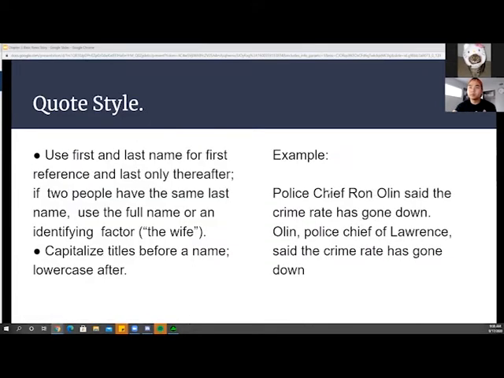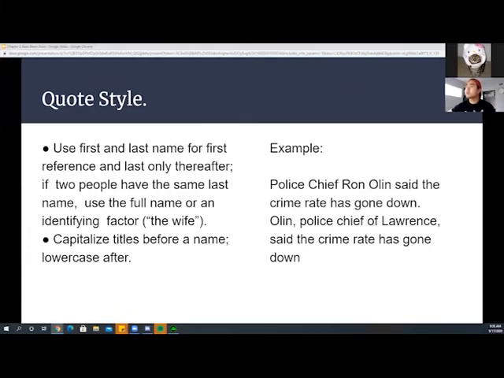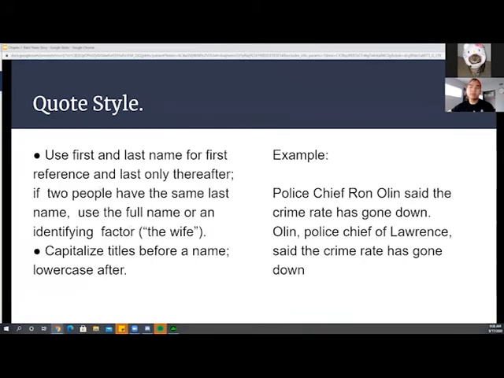Okay. The first time you mention someone, you should use their first and last name. So if I give a quote from, we missed it earlier, but the Anthony Barr quote, we give the first name, but after that very first time, we just refer to them by the last name. If people have titles, if the title comes before the name, we capitalize it. So right here it says Police Chief Ron Olin. We capitalize Police Chief. However, if we place the title after their name, then it's lowercase: Olin, police chief of Lawrence. All right, so any questions about this chapter 2 material?